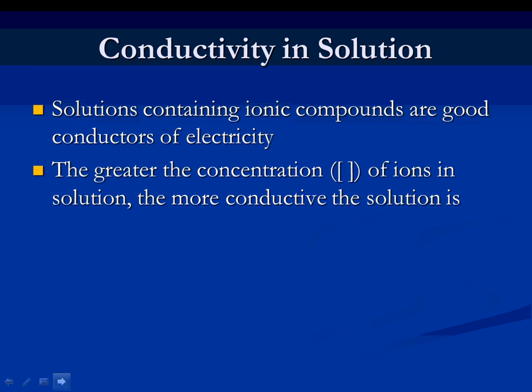Now, solutions containing ionic compounds are good conductors of electricity. So this means the greater the concentration, and you can see by concentration there I have square brackets. If you see two square brackets together, that is a symbol for concentration. So the greater the concentration of ions in a solution, the more conductive the solution is.